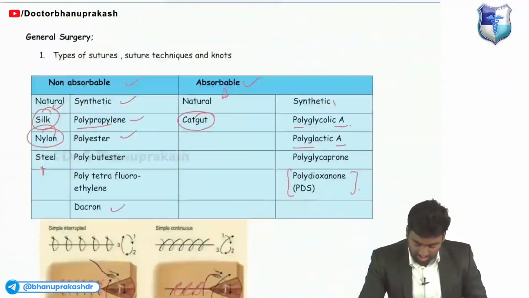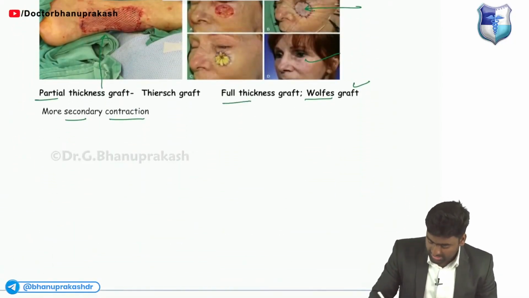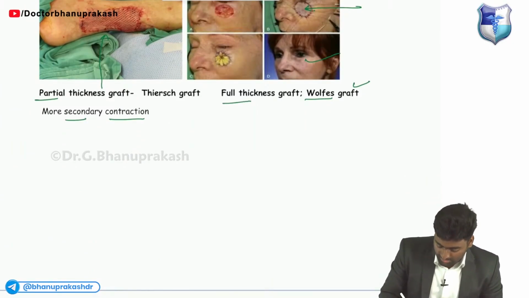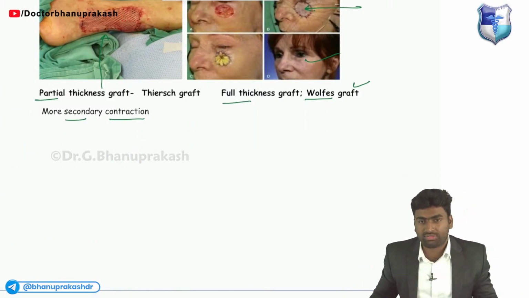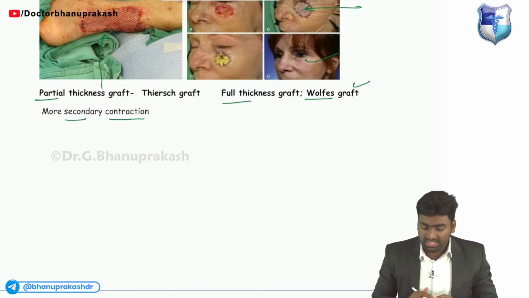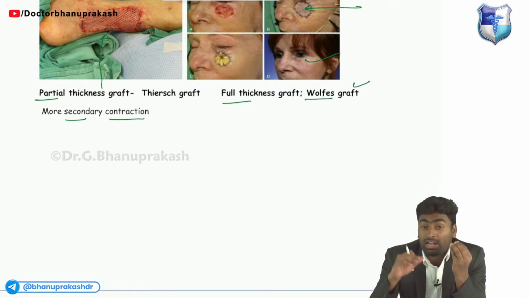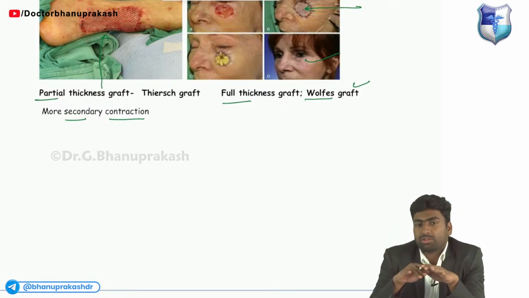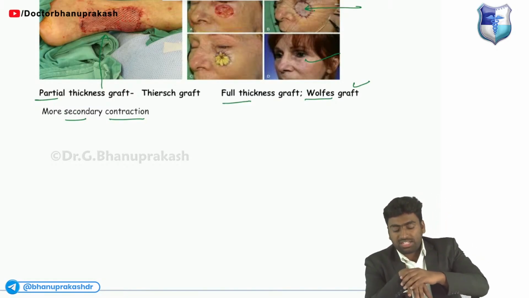In graft, if you see, there is partial thickness and full thickness skin graft. In a partial thickness graft, you make more openings and it will be more stretchable, and it can cover most surfaces. Wherever you harvest, you can harvest multiple times. But this won't have a proper cosmetic appearance. It has a less cosmetic outcome because of secondary contraction, so it won't look good.